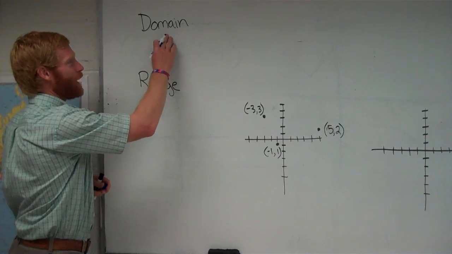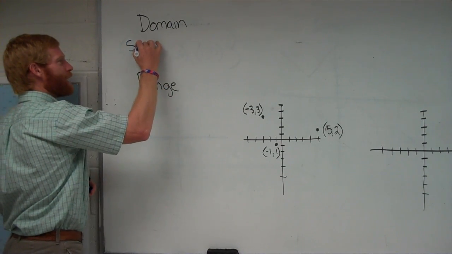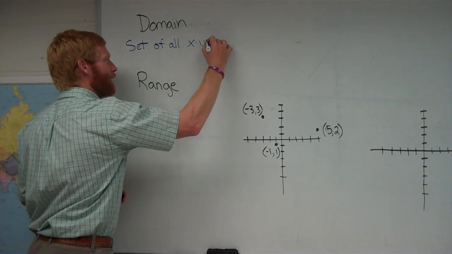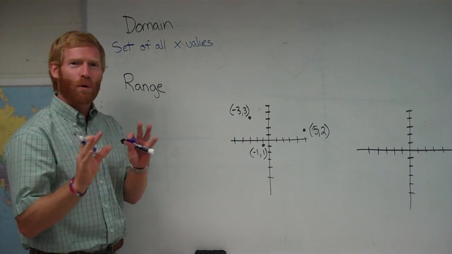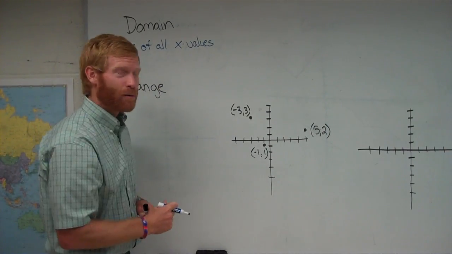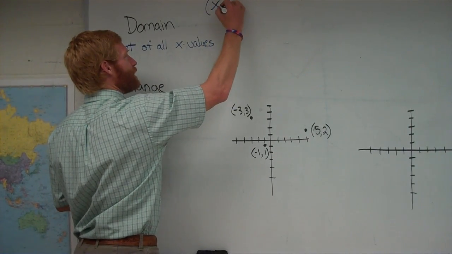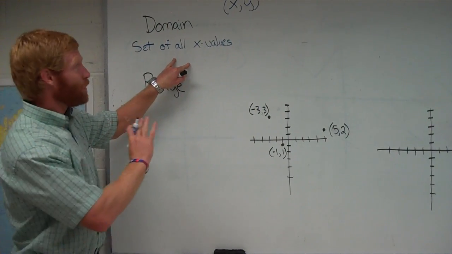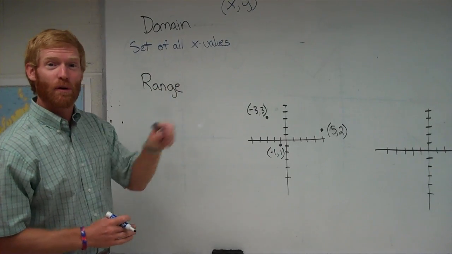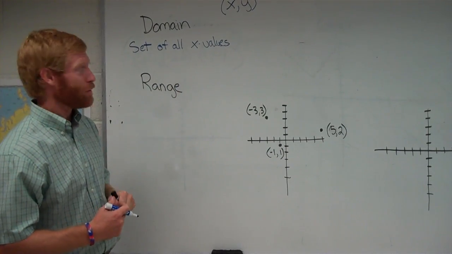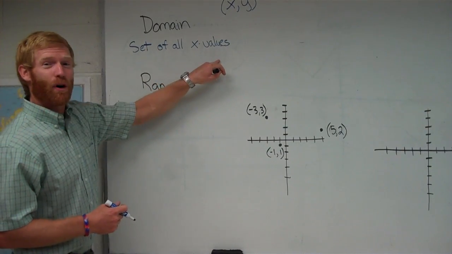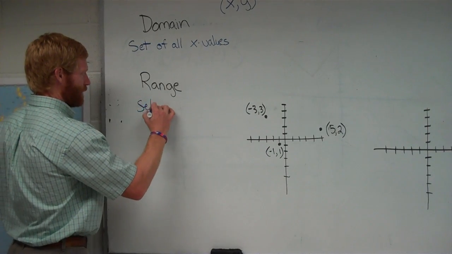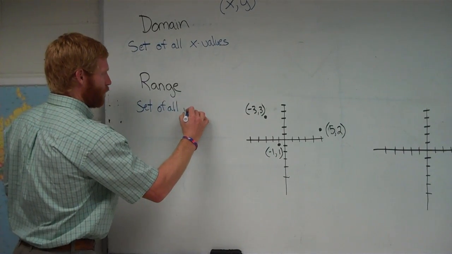All right, so for domain, the domain is the set of all x values. And as you know, for an ordered pair, a point on a graph, you're dealing with an x comma y. I want you to get that down because we're going to use that definition to help us identify domain and range throughout. So for domain, which is the set of all x values, what do you think the range is going to be? It is the set of all y values.